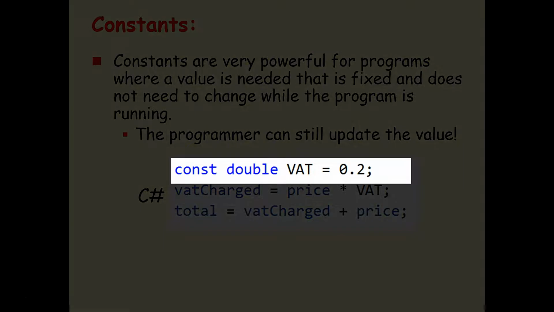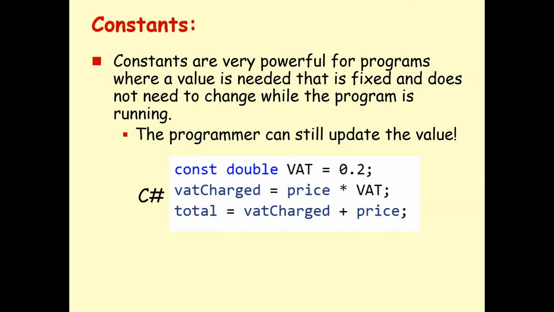So here, VAT, I'm setting as a const double, a constant. So that means elsewhere in my program, I cannot set VAT to any other value. If I have a line like VAT equals 0.3, that will generate a compiler error. VAT is an excellent thing to set as a constant because it's not going to be changed while the program is running.